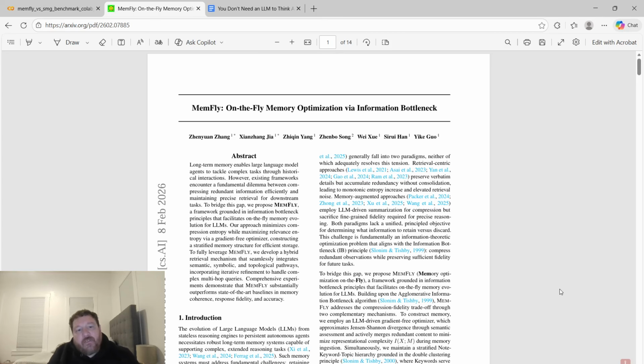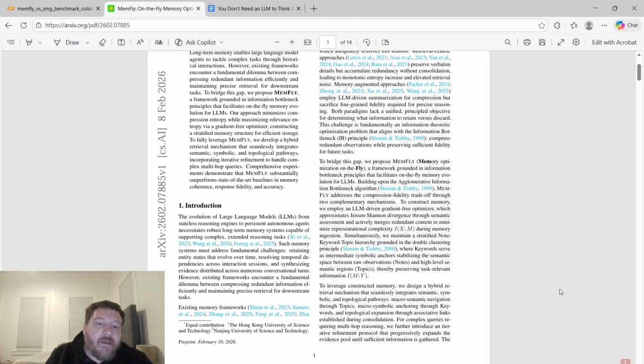As you can see, this particular research paper is published on February 8th, 2026. It's called MemFly, On-the-Fly Memory Optimization via Information Bottleneck. It's put out by the University of Hong Kong and Nanjing University.